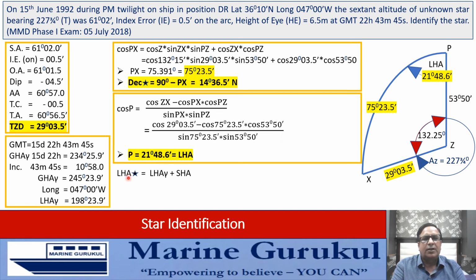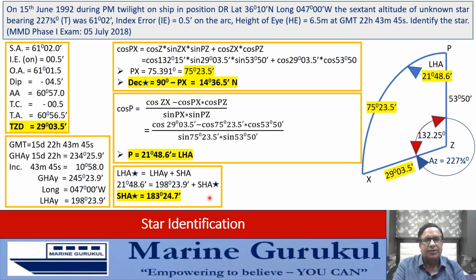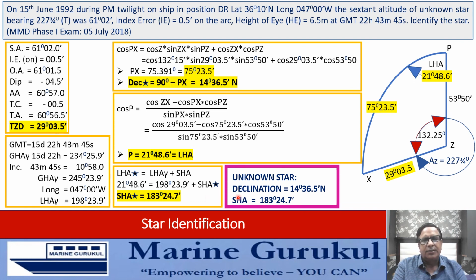Now we know LHA star is equal to LHA Aries plus SHA of the star. We know the LHA star value calculated here. We know the LHA Aries calculated here. It shall give us the SHA of the star. So SHA of the star then we get is 183 degrees 24.7 minutes. This way we have calculated for the unknown star both declination and SHA. Declination is 14 degrees 36.5 minutes north. SHA is 183 degrees 24.7 minutes.